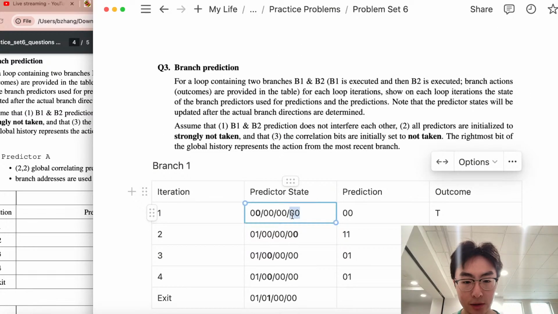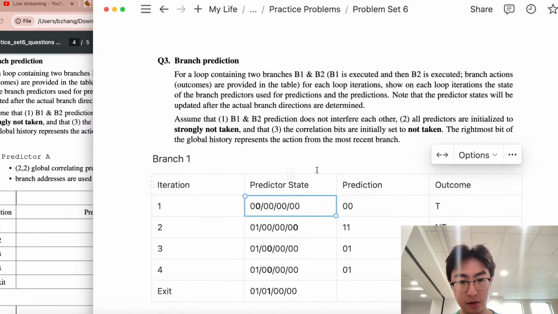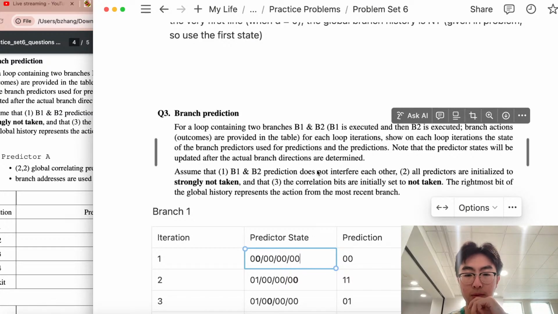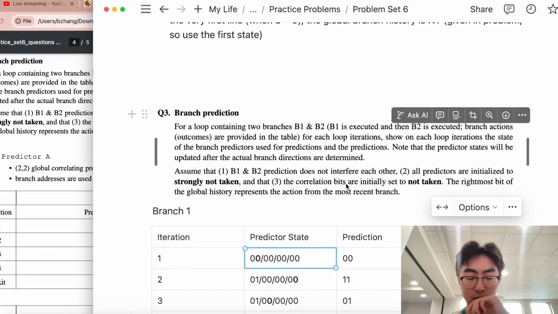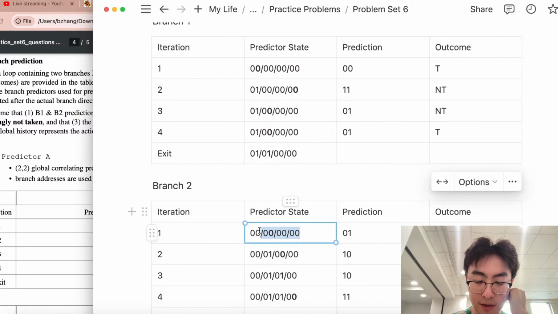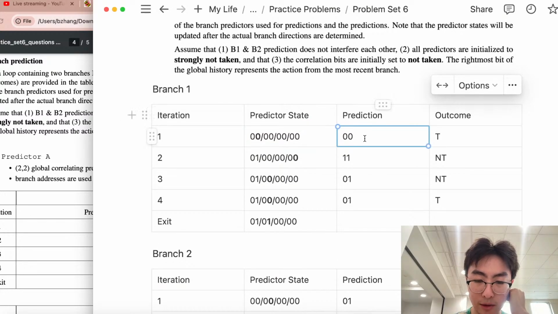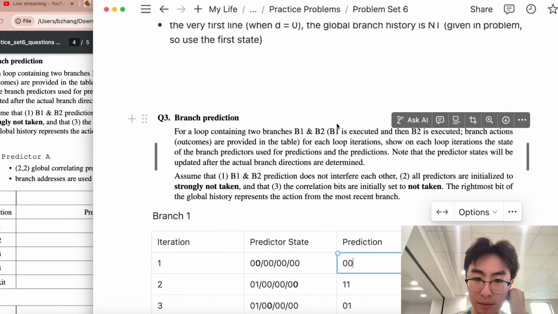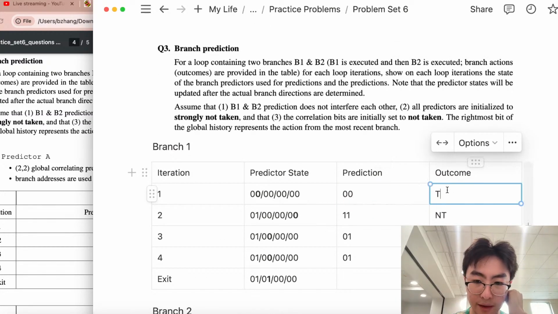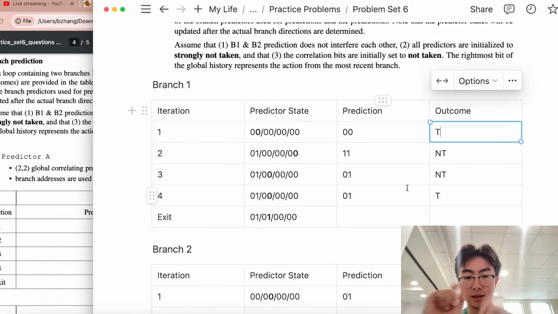We start with 0, 0 for all 4 states of our 2, 2. I don't know, what do you call this? I guess it's our 2, 2 branch prediction scheme. And each of these branches have their independent sets of predictors. So we start with branch 1. So B1 is executed first. 0, 0. And then the outcome is taken.